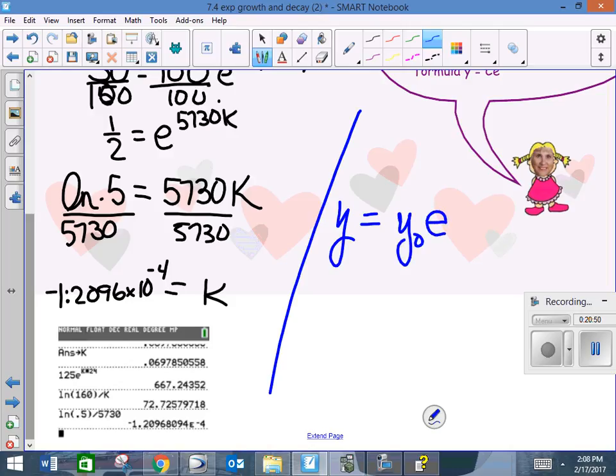Constructive function. That's what you're trying to do. e to the ln 0.5 times t. Okay, and that's totally fine.